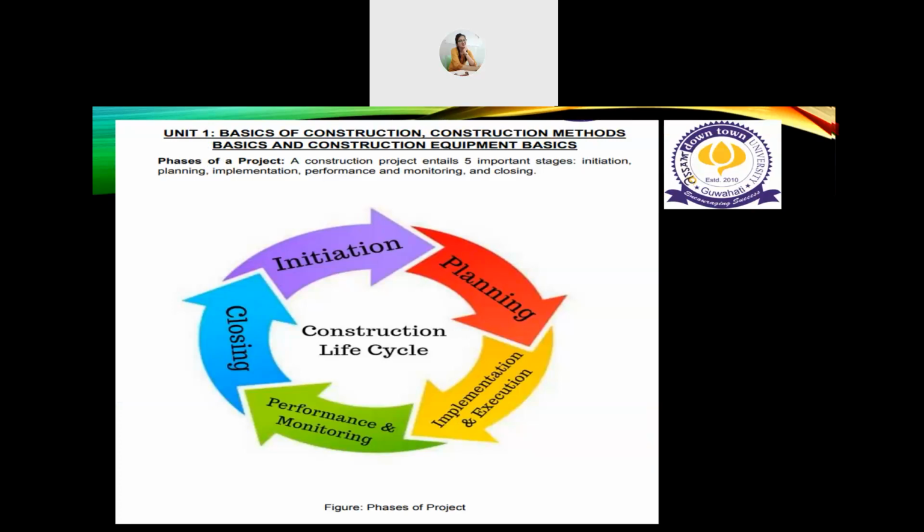First one, phases of a project. A construction project encompasses 5 important stages. Number 1, initiation. Number 2, planning. Number 3, implementation and execution. Number 4, performance and monitoring. And 5 is closing. This is the construction life cycle. These 5 phases make it a construction life cycle.